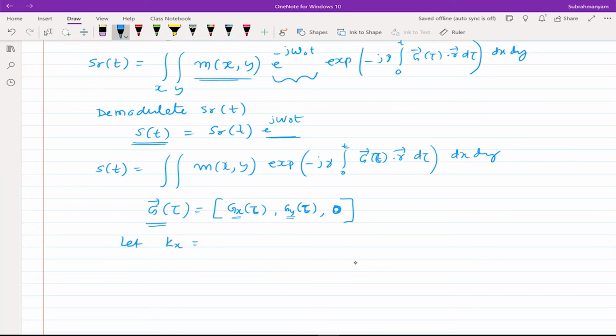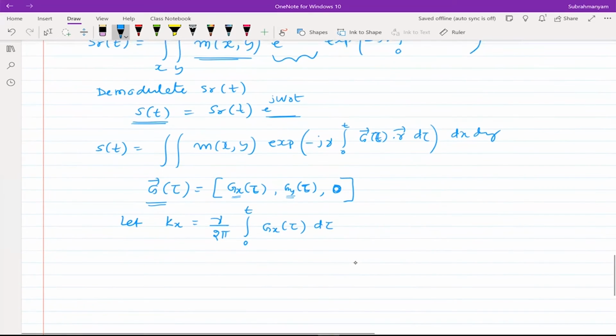two new variables, kx, for example, which I would define as gamma by 2 pi into integral 0 to t of Gx of tau. Hopefully you are sensing where I am going now. Gamma by 2 pi into integral 0 to t Gx of tau d tau, I am writing it as kx. My ky is gamma by 2 pi integral 0 to t of Gy of tau d tau. These are my new variables I am defining here.